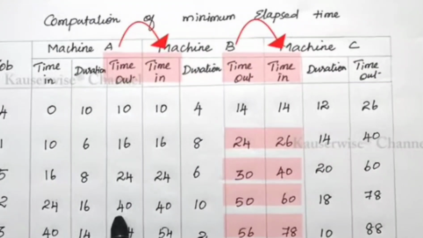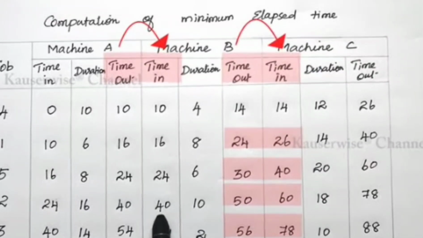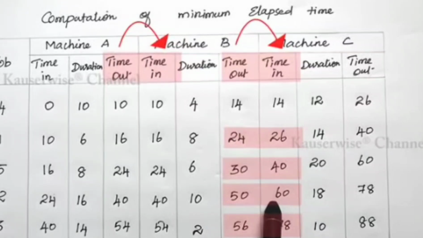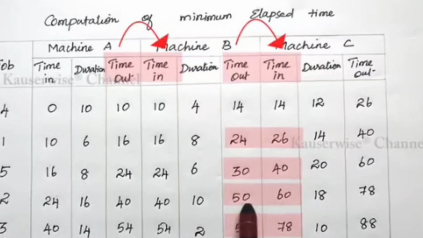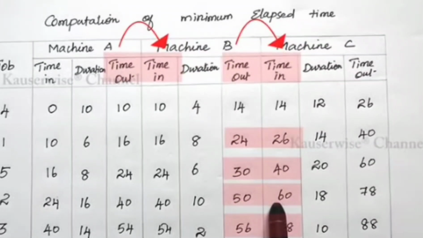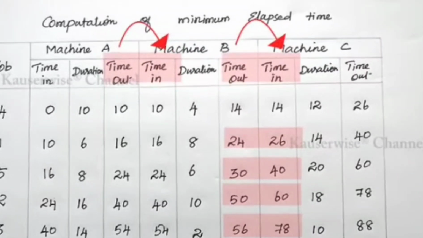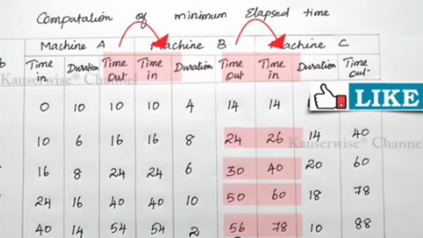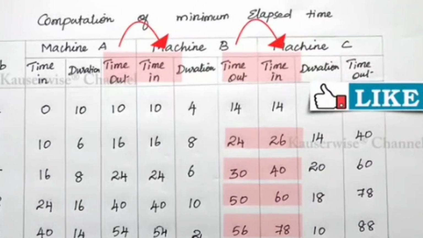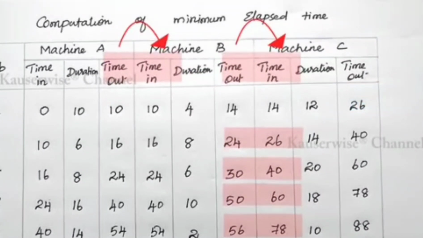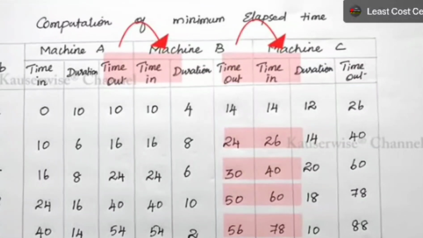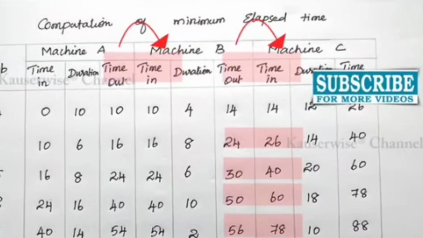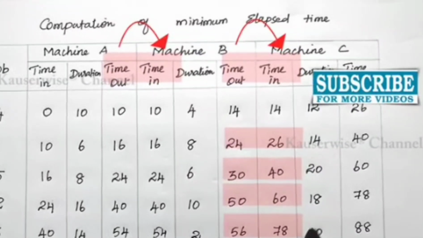And the next job, out time is 40, in time 40, no waiting. 50, 60, here 10 minutes. So the second job has to wait for 10 minutes to process through machine C. See the last job, the out time 54, in time 54, no waiting. The next process 56 out time and 78 is the in time for the next process. So here this particular job has to wait for how many minutes? The difference is 22 minutes. So this is the waiting time for the last job on machine C.